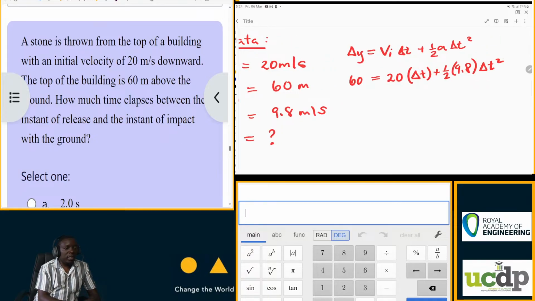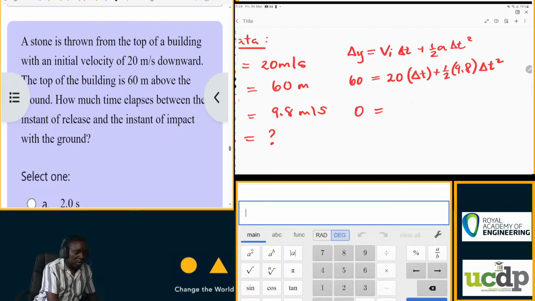Usually, if you had considered upward motion to be positive, then your delta y becomes negative because it is moving from the highest point downward to the ground. So you would use minus 60 there. Your velocity becomes negative as well, minus 20. Your acceleration is also negative, minus 9.8. So you'll see that you introduce negatives on all the terms, so the equation still remains the same.